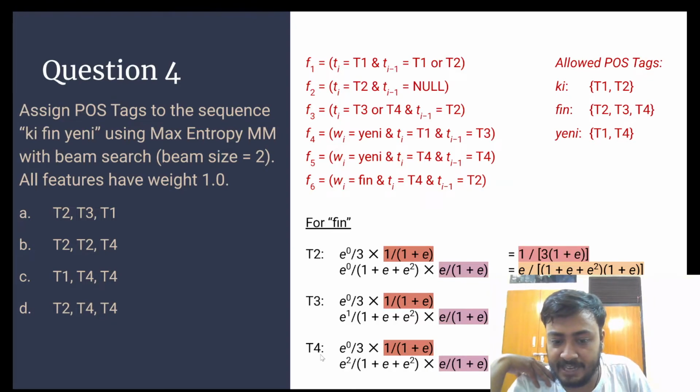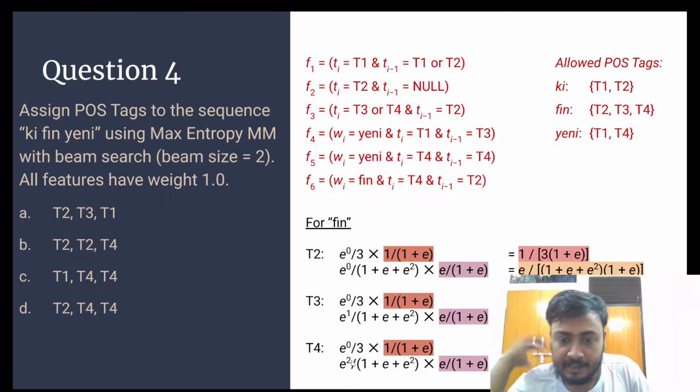Finally, current tag T4, previous tag T2, current word fin. So we have this one. F3 is applicable: previous tag is T2 and current tag is T4. So this one is applicable. Also F6 is applicable: current word fin, current tag T4, previous tag T2. So we have two features which are applicable for this combination. So we have e to the power 2.